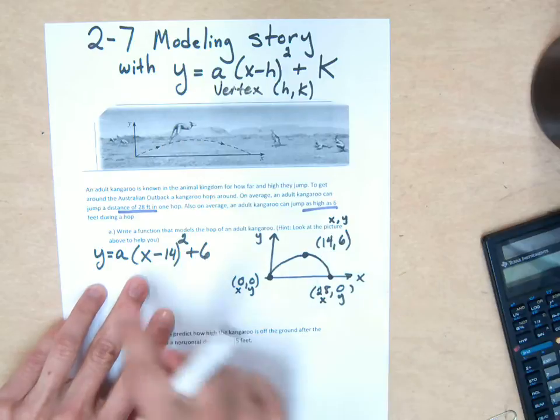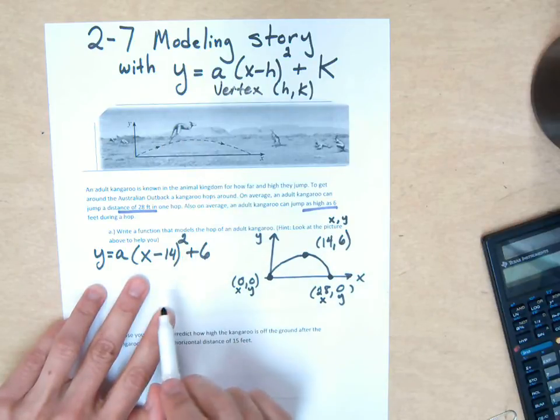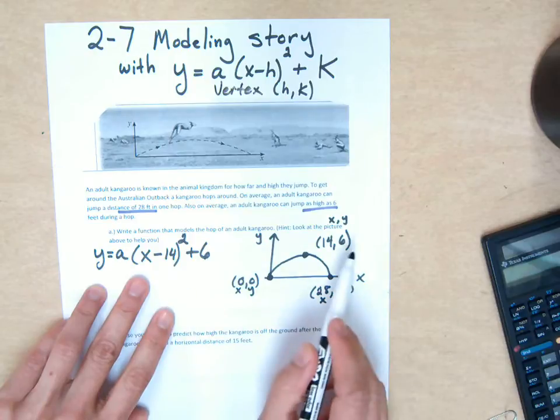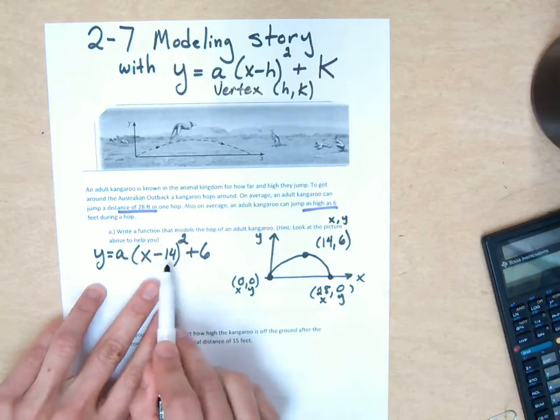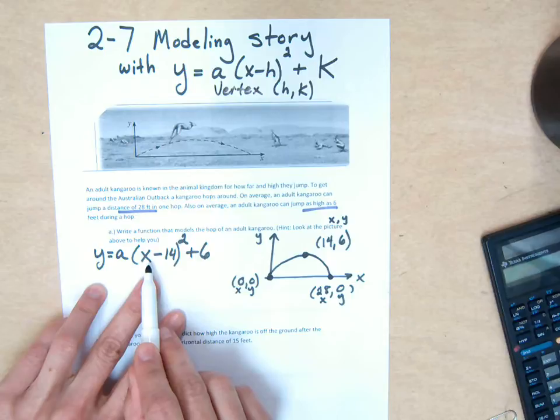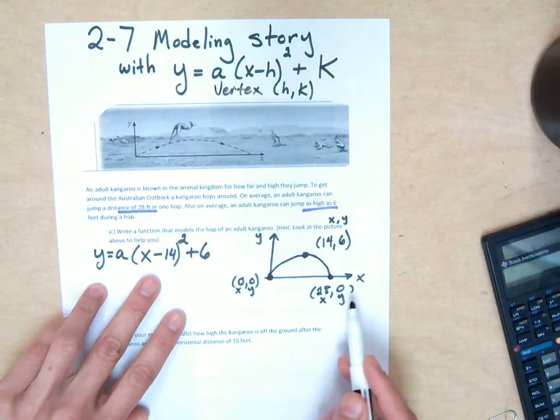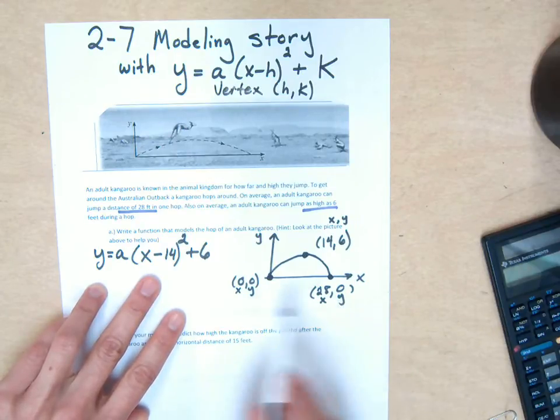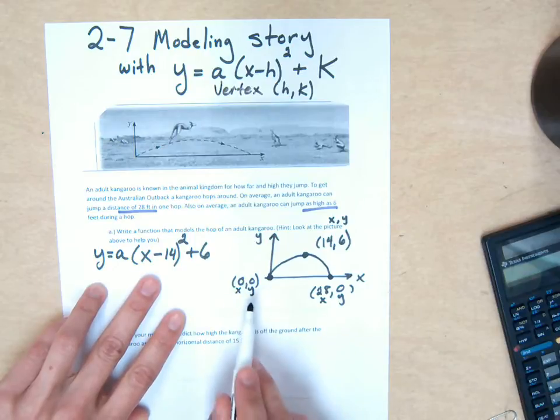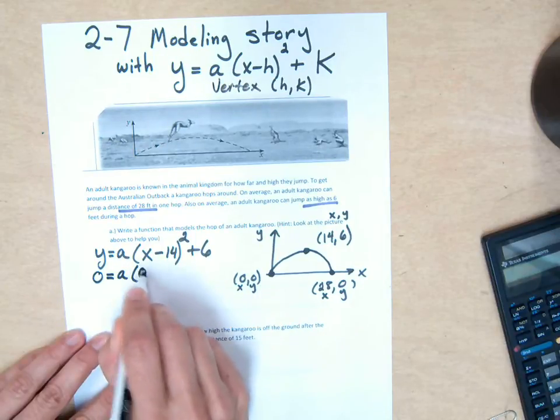If I plug in 14, 6, you're just going to get something like 0 equals 0, because we already used 14 and 6 here and here. So you can't use the vertex again. You could use 28, 0 to plug in, but why do something difficult when you can do something easier? So let's do 0, 0. If 0, 0 is an option, plug it in.